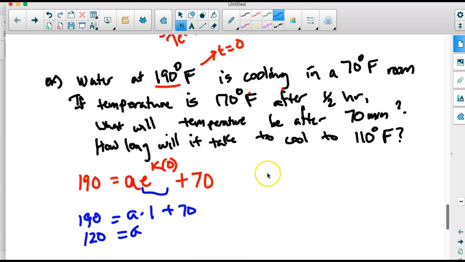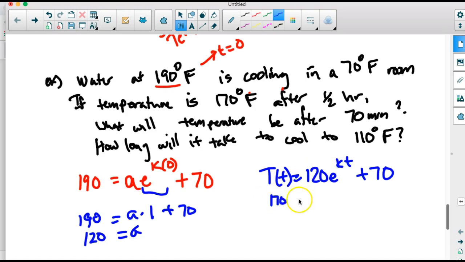So that means my equation now is T sub t equals 120 e to the k times t plus 70. So we have this equation now. We need to figure out what k is. So we're going to use the next temperature that we have, the 170, to figure out what k is, the rate. So we know 170 goes here. That's how much the temperature has risen to.